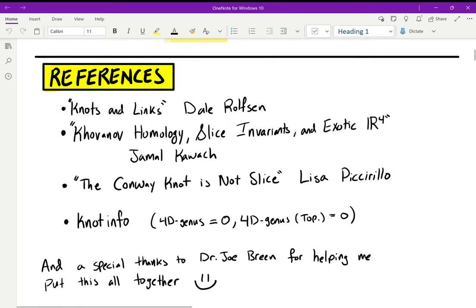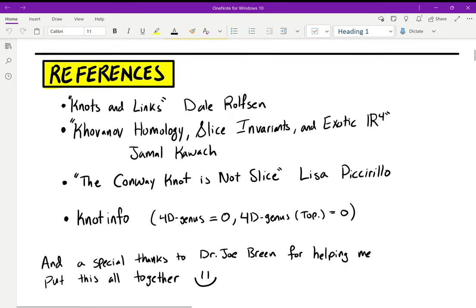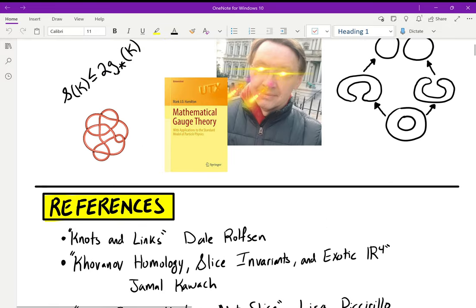So these are the... which one? Oh, the book right there, that's Mathematical Gauge Theory by Hamilton. I didn't have a particular reason prior to choosing that book. It was just I wanted to show Khovanov destroying gauge theory with his powerful laser eyes. Although Khovanov actually didn't do this result himself.